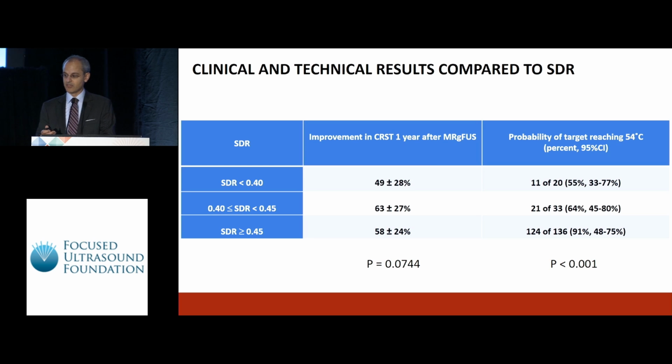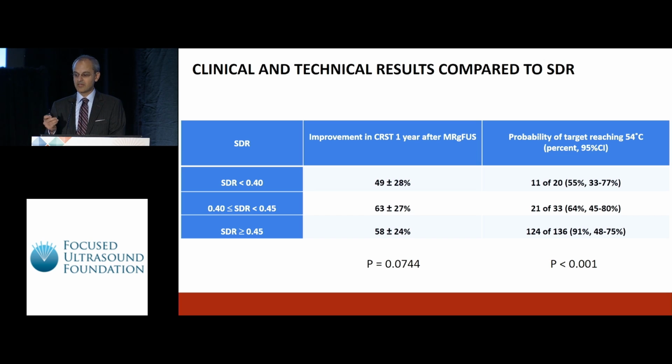We looked at the clinical results, and one thing we can see, as predicted, is the probability of the target reaching 54 degrees Celsius, which we chose as a reasonable target level for the temperature within the focal point within the thalamus. It's easier to reach that temperature target within the group that's greater than 0.45 SDR. About 91% of those get there versus 55% in the group less than 0.4. There's obviously a significant difference there.